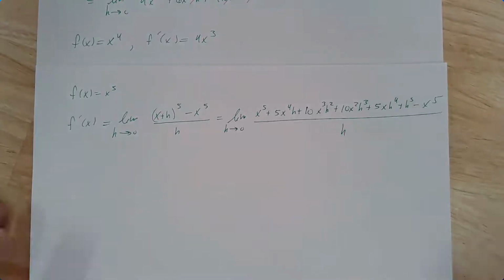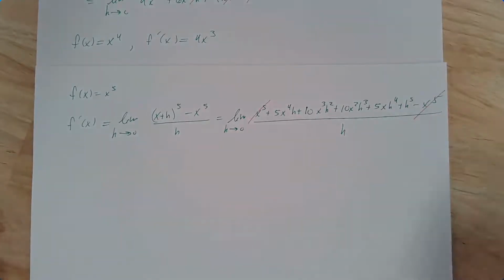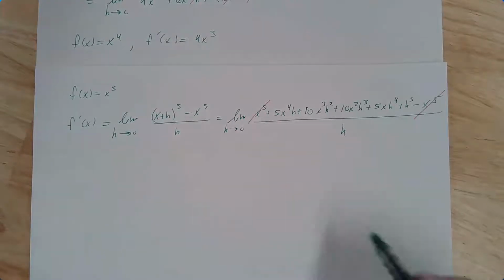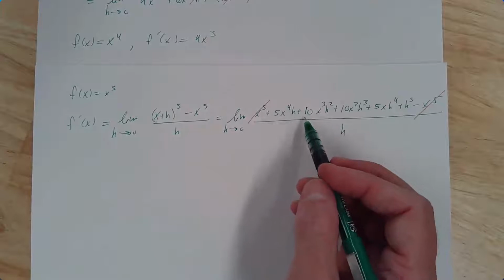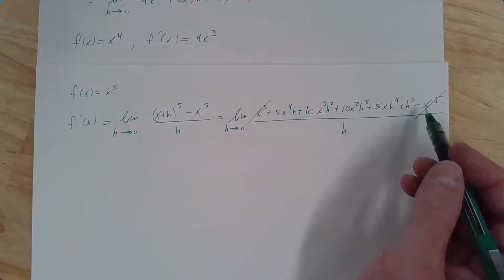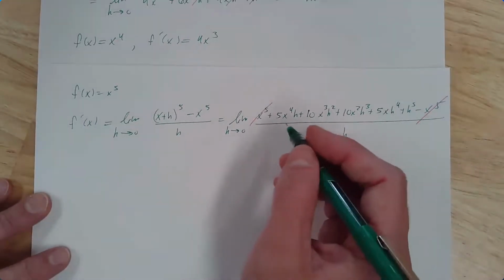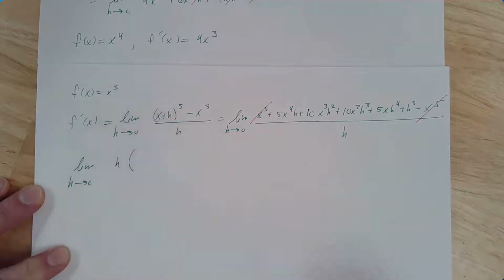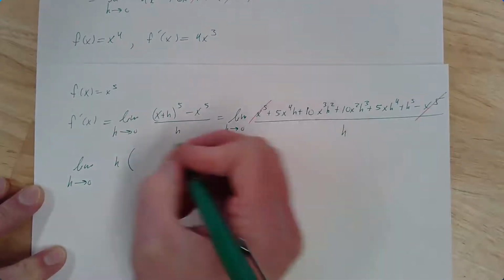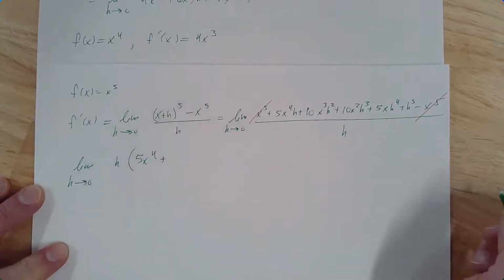And the same sort of thing is going to happen. The non-h terms are going to cancel: x to the 5th and negative x to the 5th. Everything left has an h. And importantly, the first term that's left has h to the 1st, and every other term that's left has h to a higher power. So when I factor out an h from all of these, the first term no longer has an h in it, and every other term still does. I'm going to get a 5x to the fourth plus some other garbage that has h's in it.